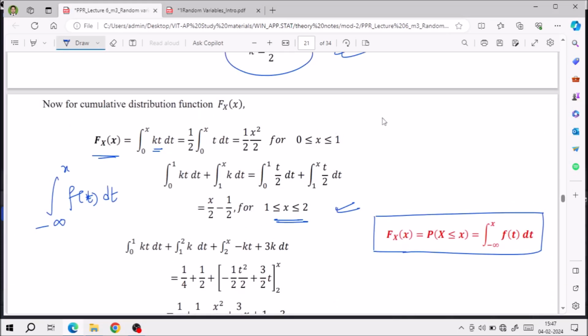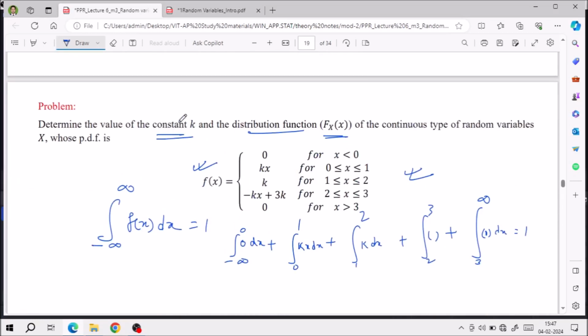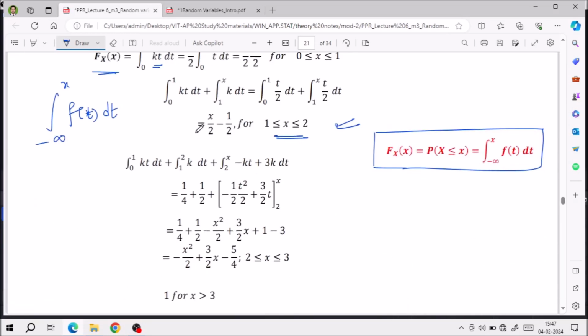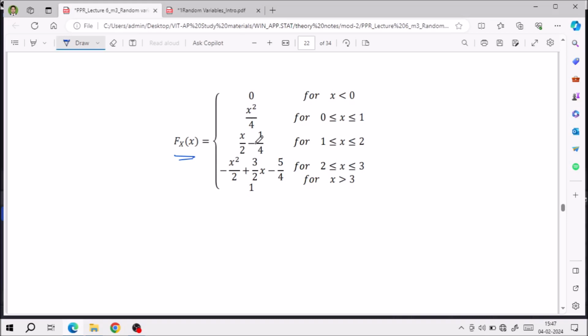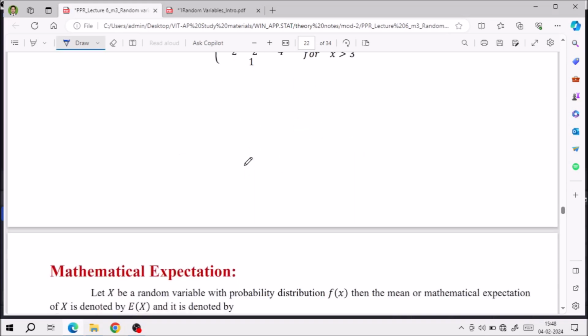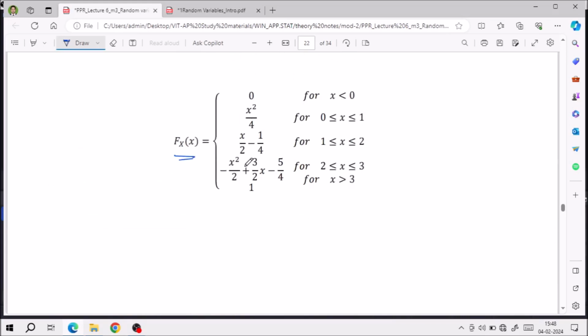For x less than 0 you need to find it separately. For x between 0 to 1 you need to find F(x) using f(x) equals this. Similarly for x from 1 to 2, using this small f(x) equals k, you need to find this capital F(x). Likewise you need to find all these and ultimately write them down this way. You'll get a function, and this is nothing but the required cumulative distribution function. So likewise, we solve the questions of continuous distribution.